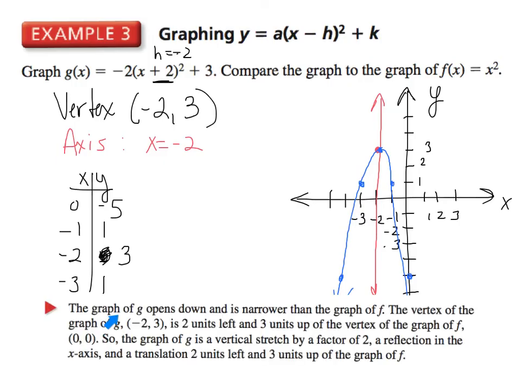So what do we know? Well, the graph G, which is the blue, opens down and is narrower than the graph of F. The vertex is negative 2, 3. That means it's been shifted 2 units left, 3 units up. So the graph is a vertical stretch by a factor of 2, a reflection in the x-axis because it's been reflected, and then it's been moved 2 units left, 3 units up.